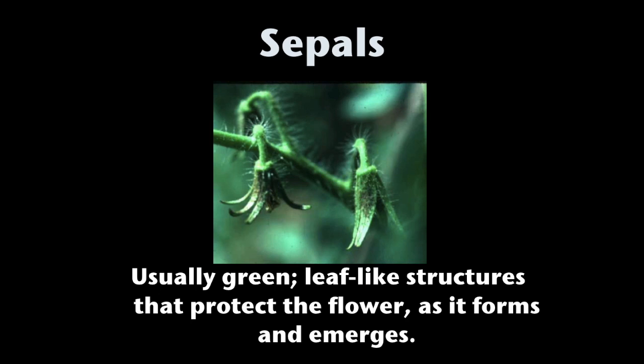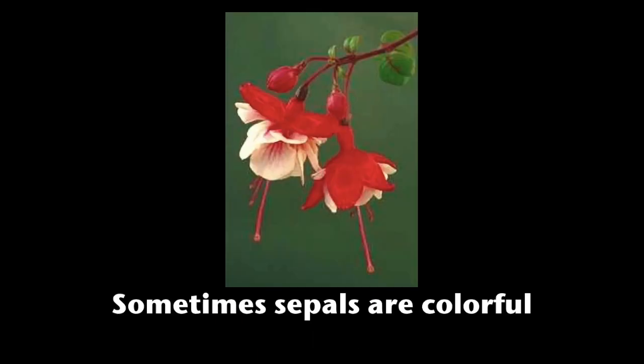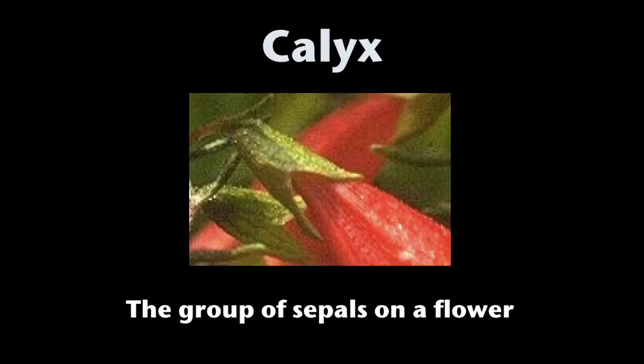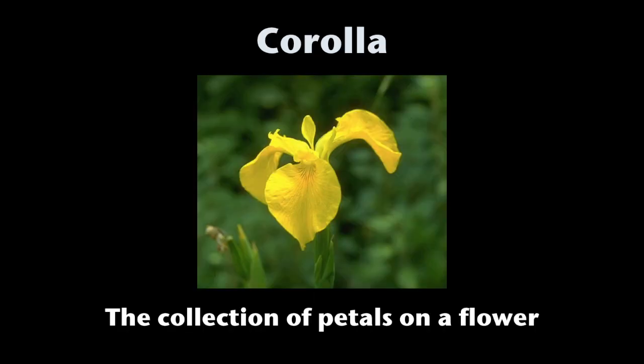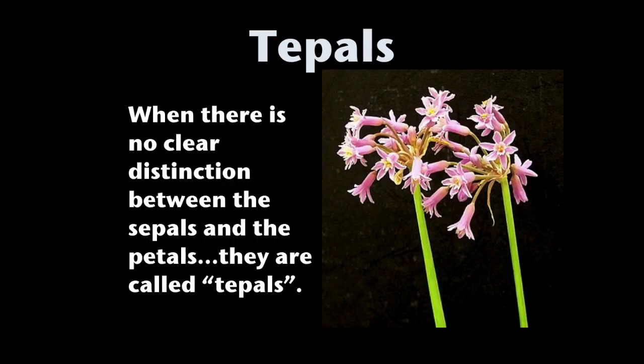The sepals are the green leaf-like structures underneath the petals. As I just said, many times they are green, sometimes they're the same color as petals. The sepals can be very colorful, looking like petals. The calyx is a group of sepals. Petals are located inside or above the sepals. They are very often leaf-like. The purpose is to attract pollinators, such as bees. The corolla are a collection of the petals, all the petals together. Tepals are a merging together of the petals and sepals. This is where there is no clear distinction between the sepal and the petal.